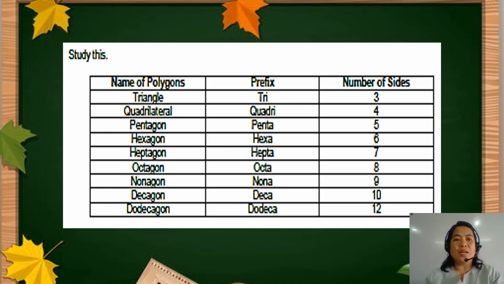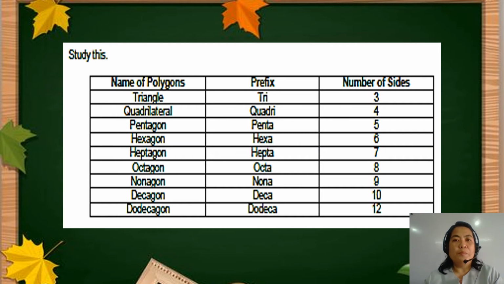Okay, let's try to study this table: name of polygons, the prefix, and the number of sides. Triangle, prefix tri, number of sides 3. Quadrilateral, prefix quadri, number of sides 4. Pentagon, prefix penta, number of sides 5. Next, hexagon, prefix hexa, number of sides 6. Heptagon, prefix hepta, number of sides 7.